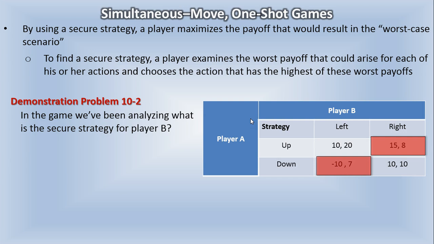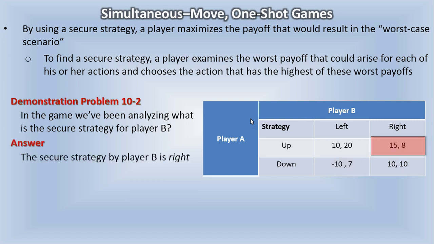So playing right would maximize the worst option for them. So the secure strategy for player B is therefore to play right. That minimizes the worst outcome for them. So again, they don't have a dominant strategy, so an option is to play the secure strategy. And this is how you identify a secure strategy. Make sure you know how to identify a dominant strategy and a secure strategy. All right, so the secure strategy for player B is right.